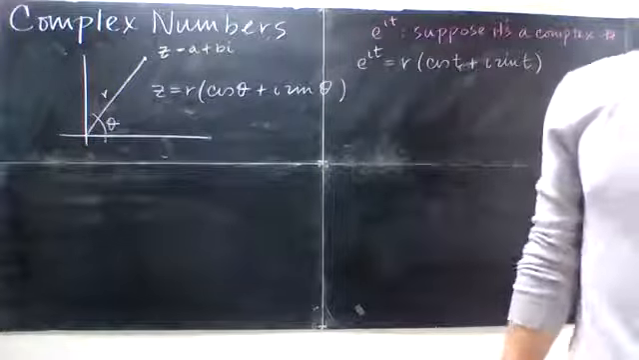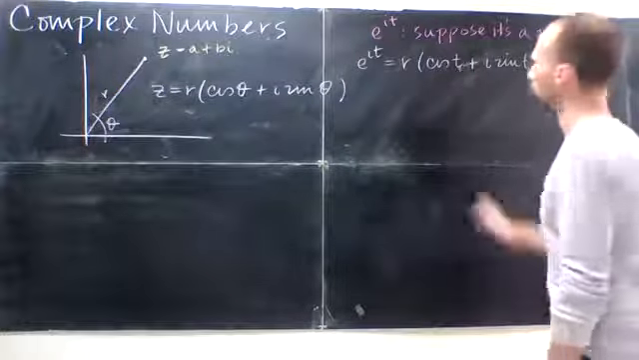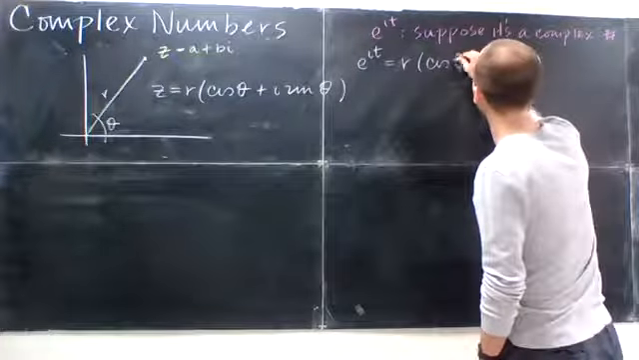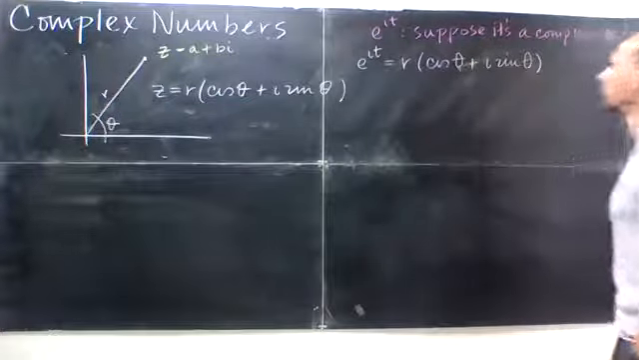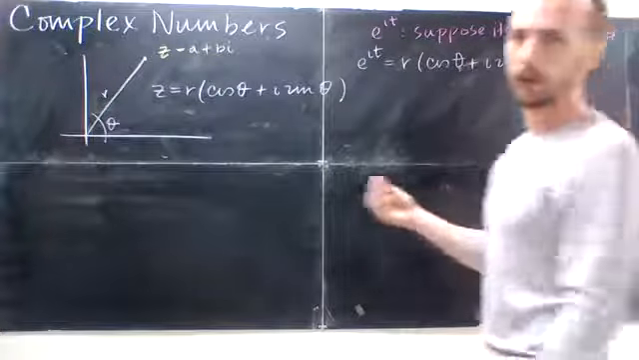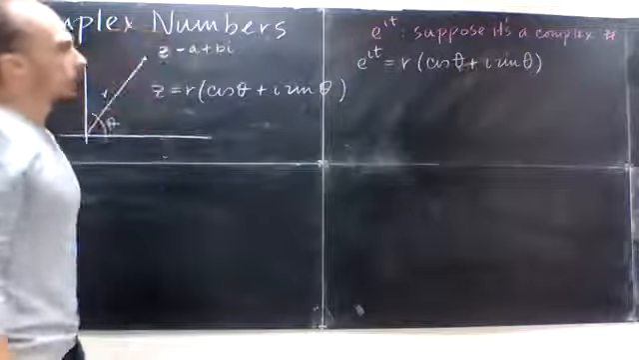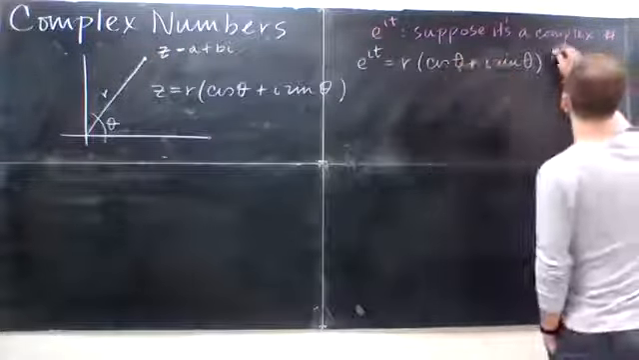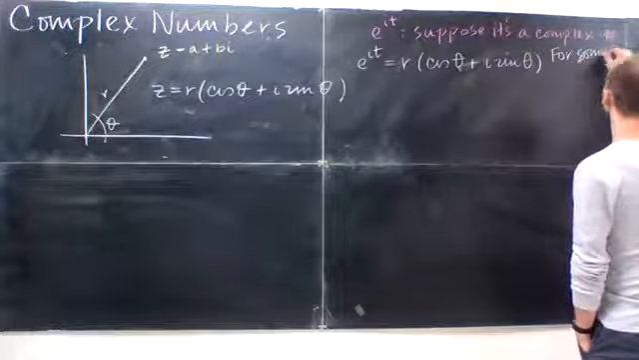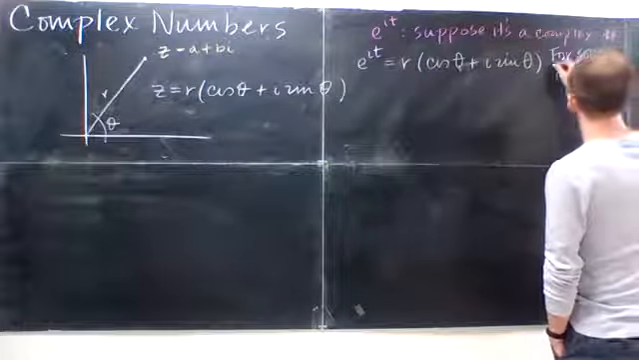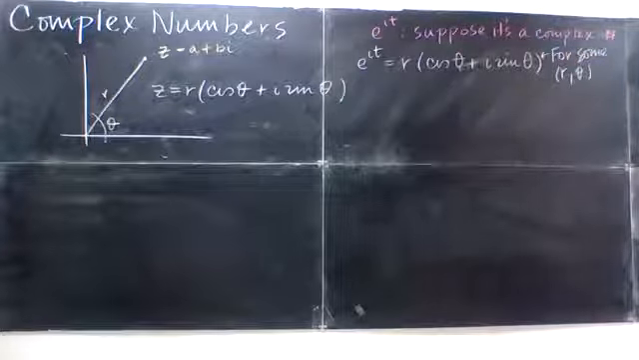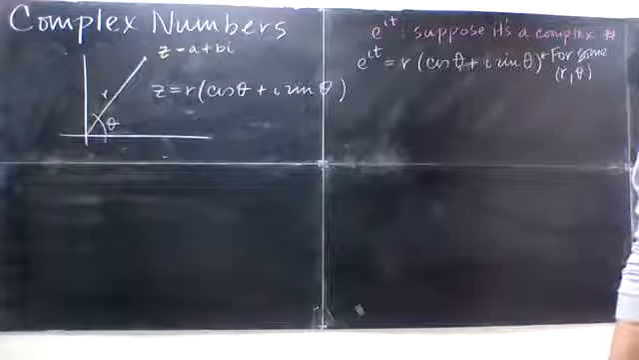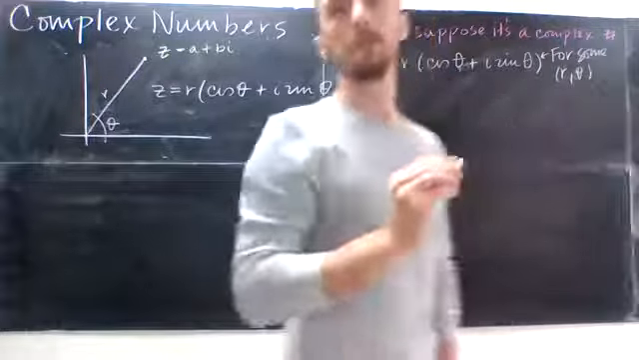Okay, then for some r and, wait, what is a? Hold on, that's what I'm going to eventually show you. Pardon me. For some theta, it's going to be r cosine theta plus i times r sine theta. And for some r and theta, okay. And then what I'm going to do is take the derivative of both sides with respect to t.